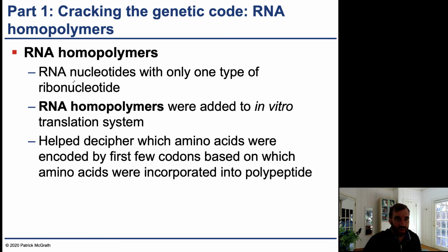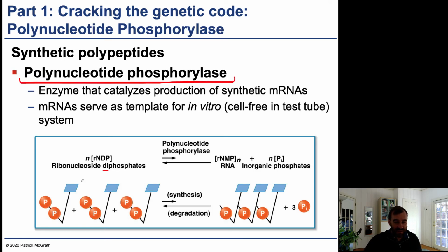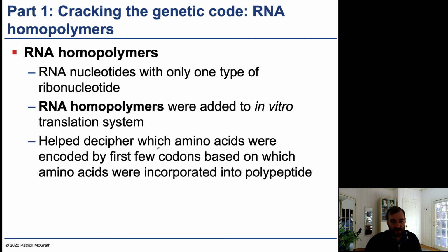So you can start out with just using homopolymers. So RNA homopolymers are RNA nucleotides with only one type of ribonucleotide. And so they could create this, so they could chemically synthesize one of these ribonucleotides. So instead of being RNDP, you would synthesize RADP. And so now if you take this and then you add the polynucleotide phosphorylase, you create a homopolymer where every single nucleotide is the same.